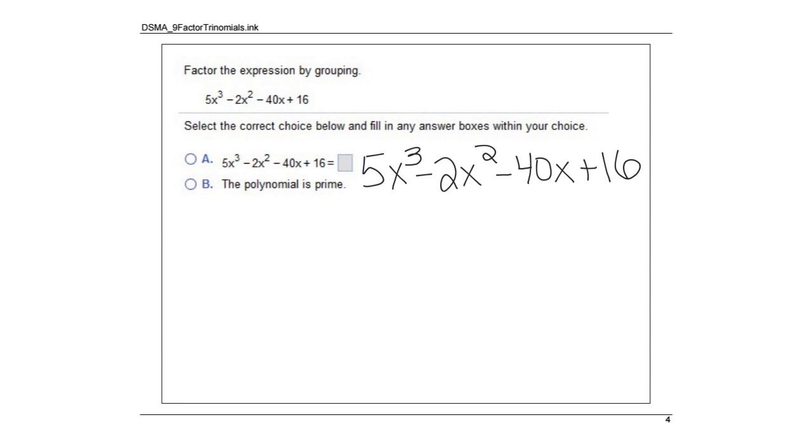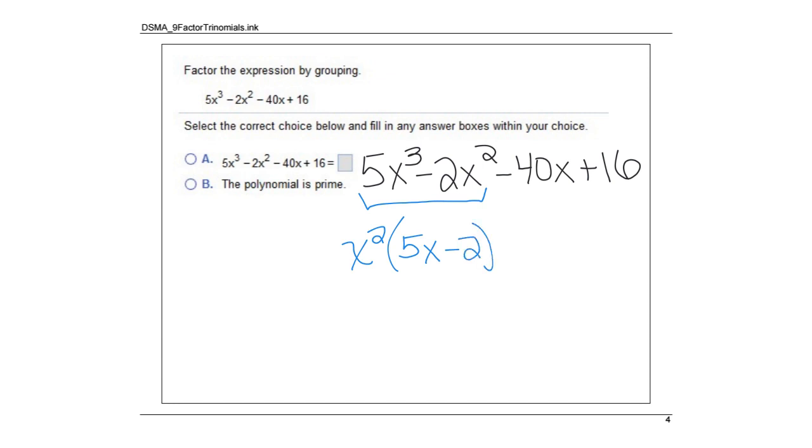Okay, let's take a look at another factoring by grouping. Again, we have the 4 terms, so we're going to take these 2 by 2. We'll look at the first 2 and let's see what's in common. Well, we have a 5 and a -2, so there's nothing there, but we have x cubed and x squared. So we can bring an x squared out. That leaves us with 5x minus 2.